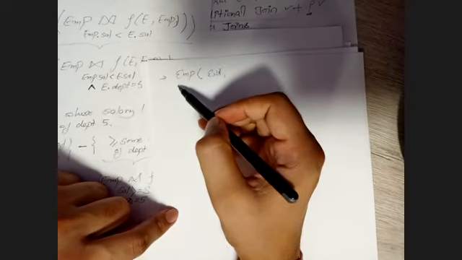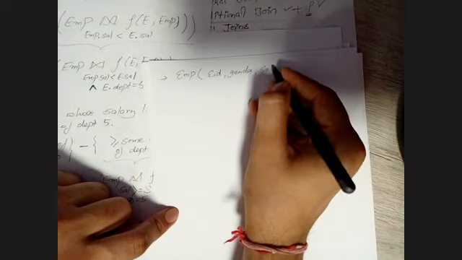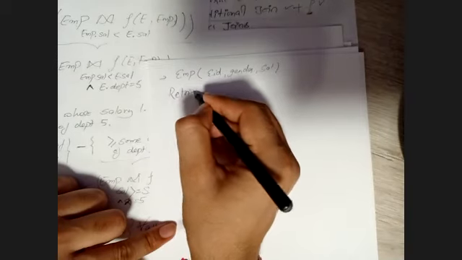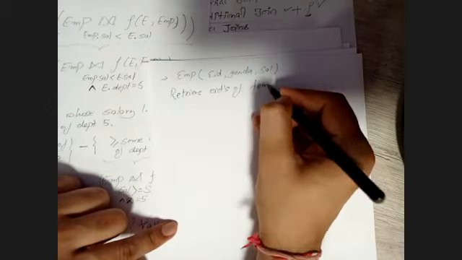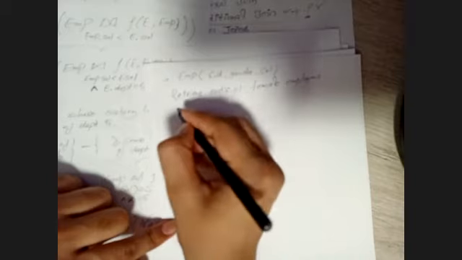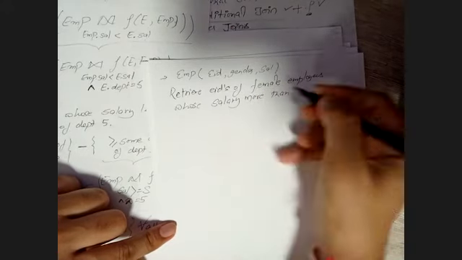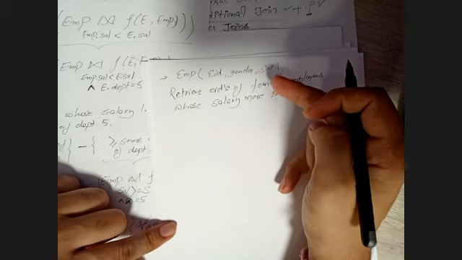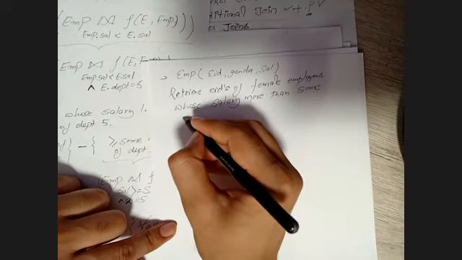There is a table EMP with EID, gender, and salary. This is the scenario. I'm asking you to retrieve EIDs of female employees whose salary is more than some, take some, male employee.